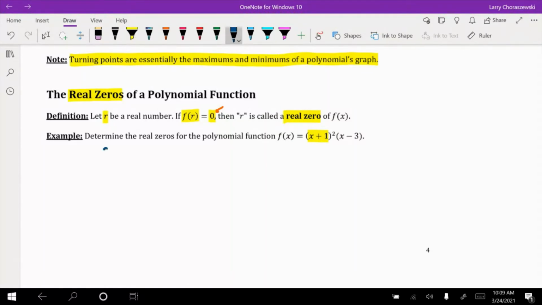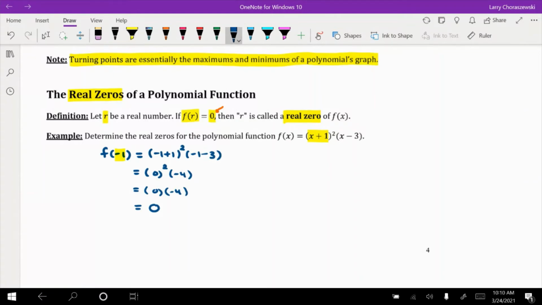Yeah, let's try f of negative 1. If we plug negative 1 into this function, you have to plug it in for x in both sets of parentheses. In the first set of parentheses, we get 0 squared, and in the second set, we get negative 4. 0 squared is 0, and 0 times negative 4 is 0. So negative 1 fits this definition, meaning that negative 1 is a real zero.